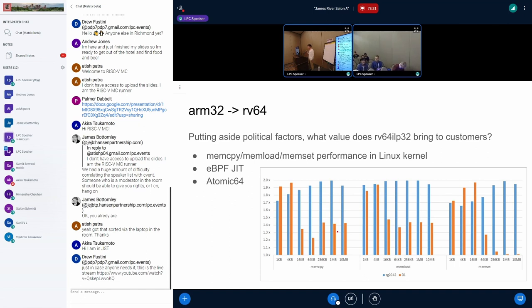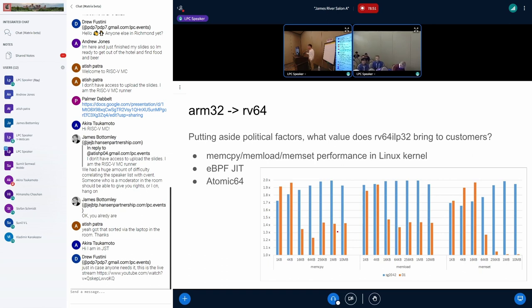And from our practice, we found that RV64-ILP32 could share a lot of code with the traditional 64-bit implementation. We can share the code. We can share the eBPF implementation. We can share a lot of stuff.